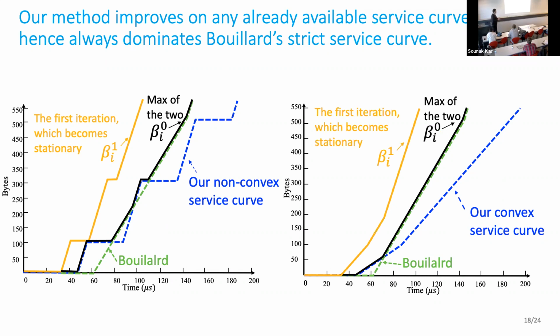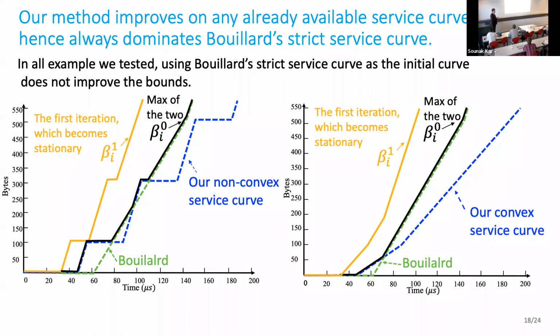Does it matter if you use the Bouillard strict service curve? Practically, no. In the examples that we tested, using Bouillard's strict service curve as an initial curve does not improve the bounds, meaning that the final curve that we obtain is exactly the same as the one that I showed you previously without taking into account the Bouillard strict service curve.